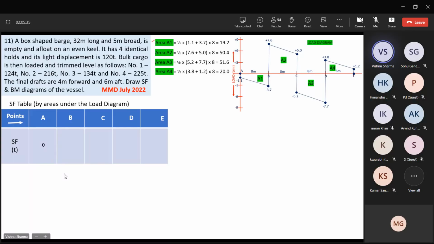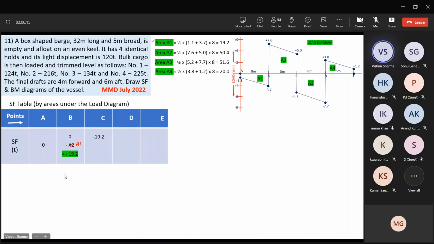At B, first I carry forward 0. Change from A to B is minus area A1. Sorry, I wrote by mistake area A2. It is minus area A1, and minus area A1 will be minus 19.2. Is that correct, beta? This is a typo error, beta. Do you agree? Is the shearing force at B going to be minus 19.2, guys? Yes or no? Yes, sir.